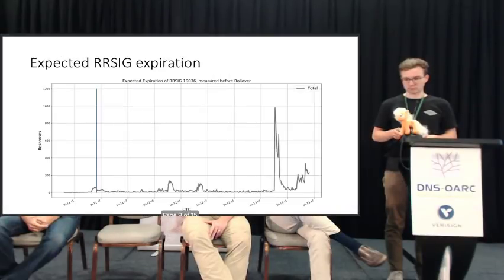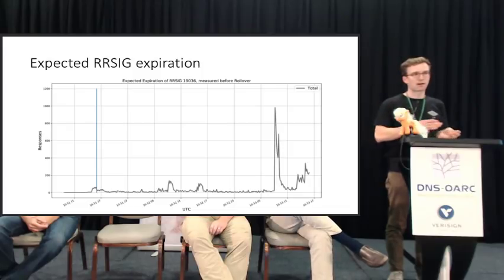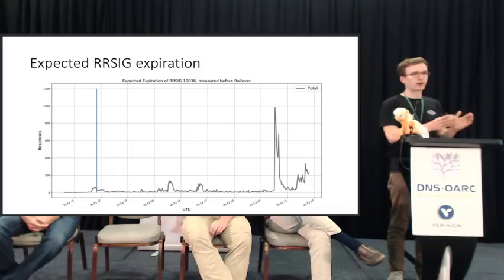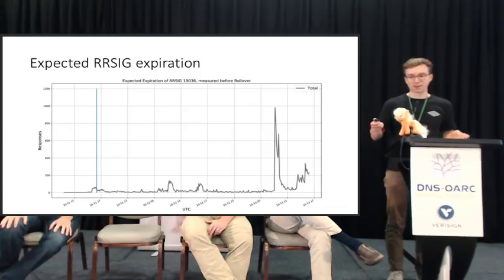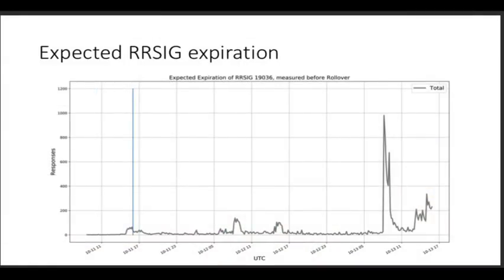So this is the expected RRSIG expiration before the rollover. I looked into the TTLs that I've seen before the rollover date, and then I calculated what would have been the time when the signatures would have expired. And we see this big spike, which actually happened a few hours ago. And we see a few other bumps down there.